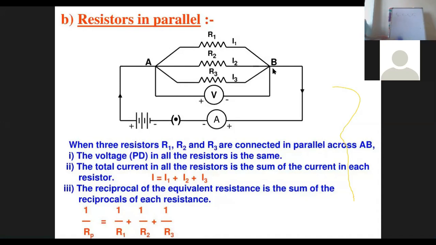And in case of parallel, if we connect the resistances in parallel, the equivalent resistance is the reciprocal of the sum of the reciprocals of the individual resistances. That is, 1 upon Rp is equal to 1 upon R1 plus 1 upon R2 plus 1 upon R3.